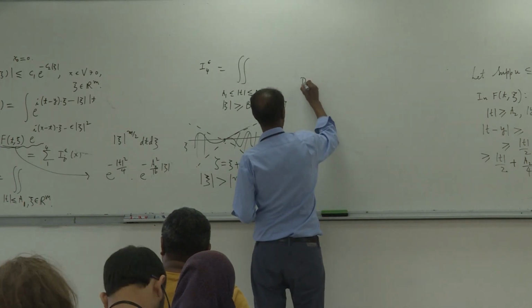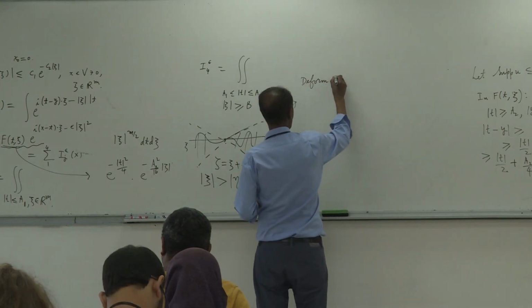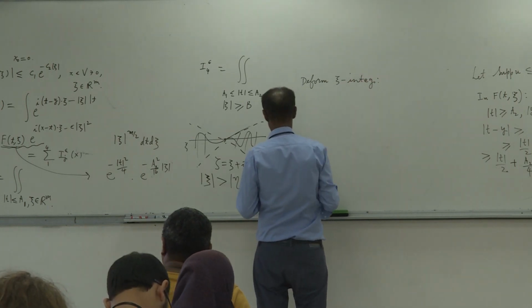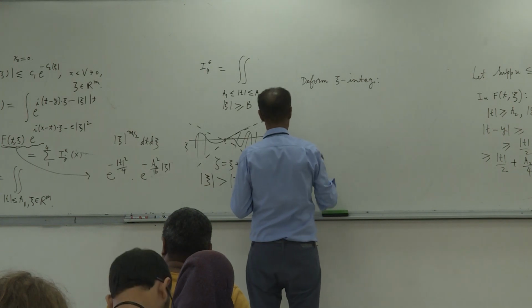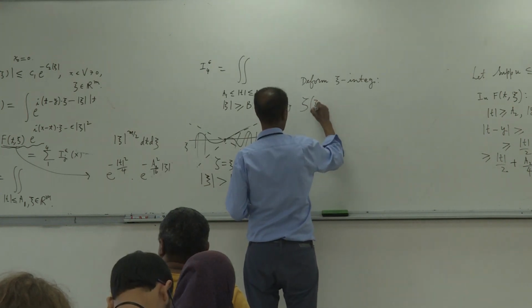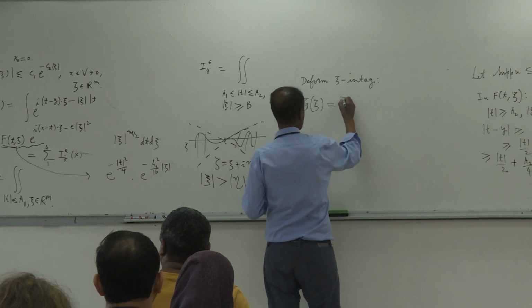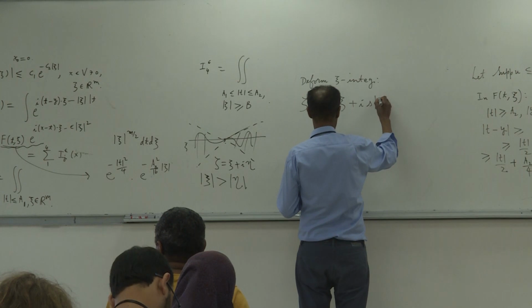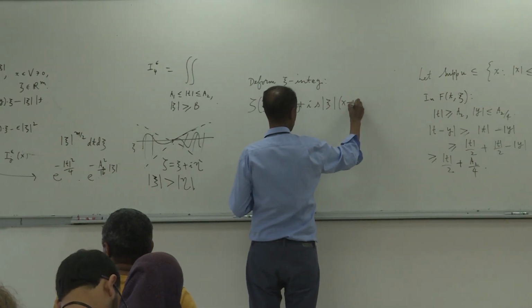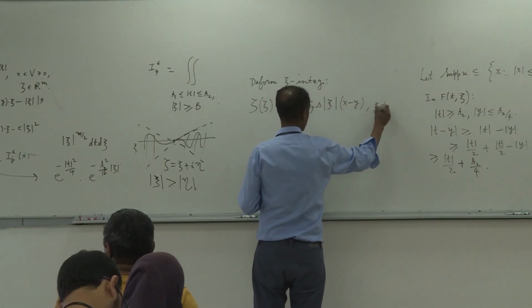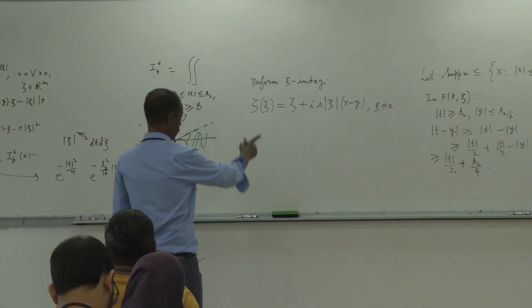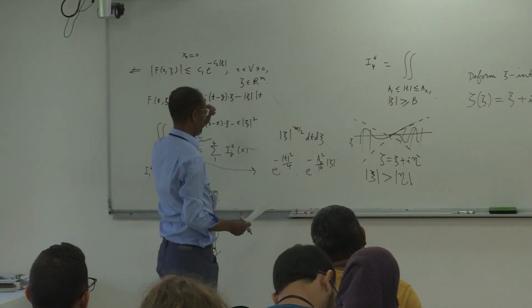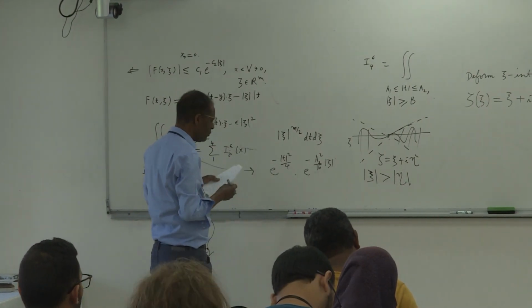Okay? And the deformation has the following form. Deform the c integration into the following kind of path, zeta of c equal to c plus i s, where s is going to be a small number, times the norm of c, x minus y. So this is for c different from 0. The y, remember, is, oh, is there any y here?